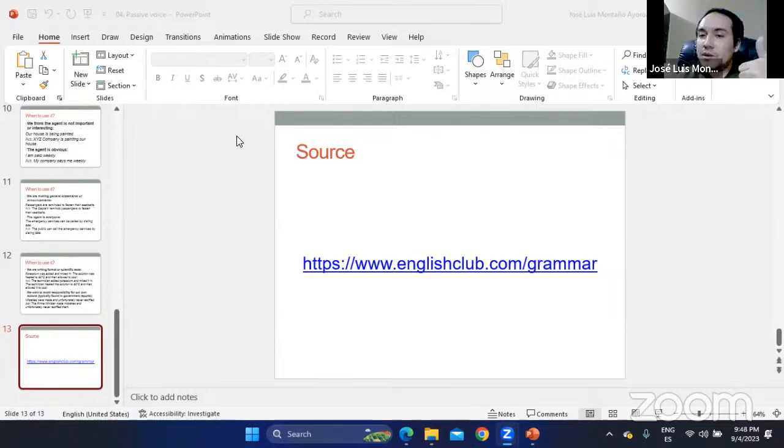Simple present with the verb to be, simple present with other verbs, present continuous, past continuous, present perfect simple, present perfect continuous, past perfect simple, past perfect continuous, simple future continuous, future will, be going to, future will be going to continuous, all right? And I forgot, right? Future perfect, future perfect continuous, and at least those are the most important ones.